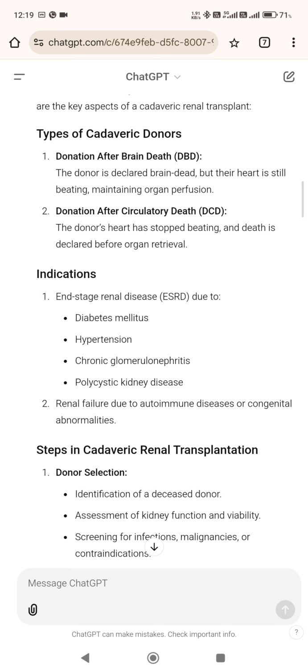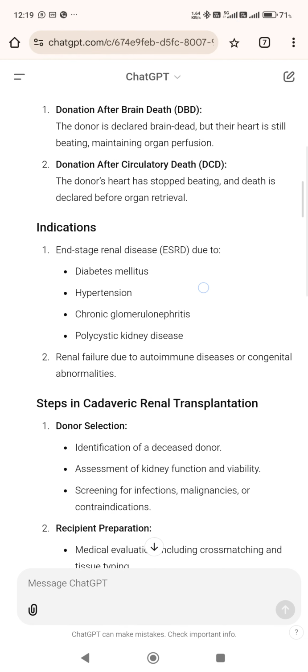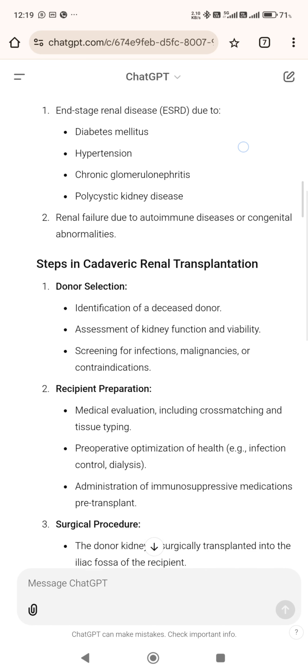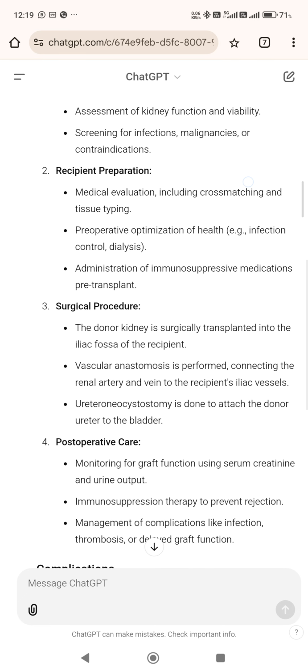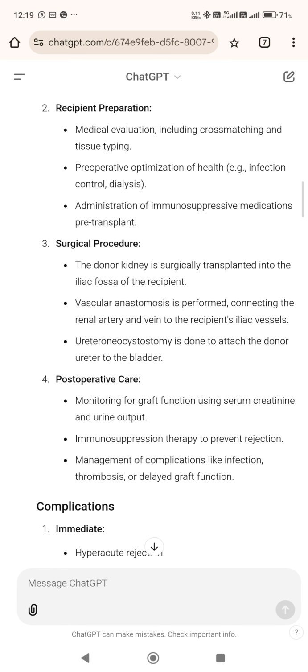Steps in cadaveric renal transplantation. 1. Donor selection: identification of a deceased donor, assessment of kidney function and viability, screening for infections, malignancies, or contraindications. 2. Recipient preparation: medical evaluation, including cross-matching and tissue typing. Preoperative optimization of health, e.g., infection control, dialysis, administration of immunosuppressive medications pre-transplant.